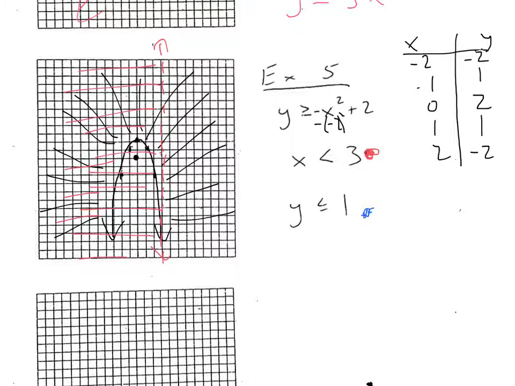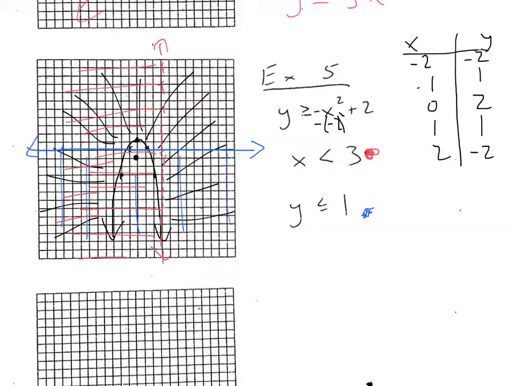Lastly, y is less than or equal to 1. So I'm going to draw a horizontal line crossing the y-axis at 1. And it says less than, so everything below.